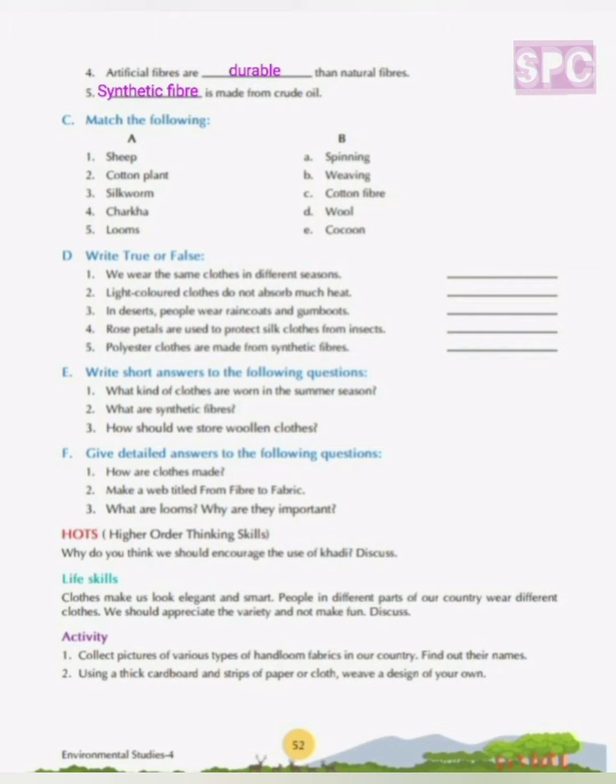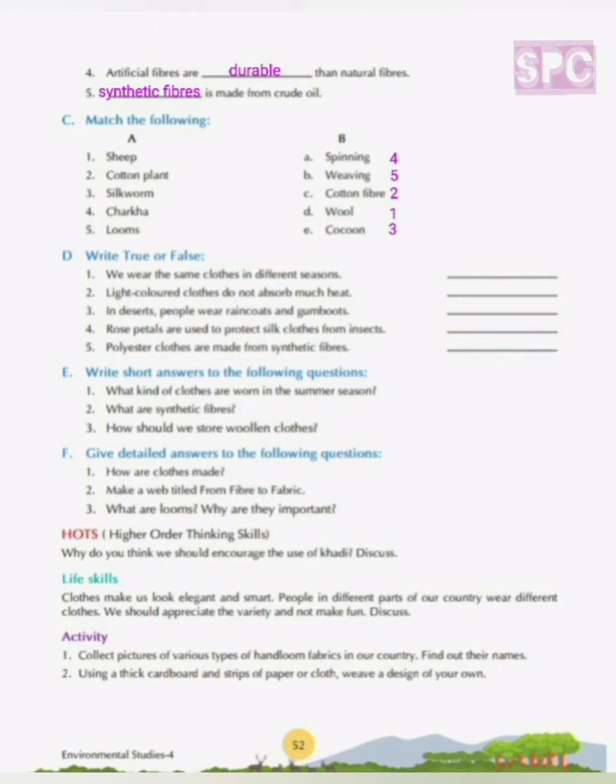Question number C. Match the following. First, sheep. So out of the 5 options which are given on the right hand side, the best match for sheep will be wool. Second, cotton plant. So it is cotton fiber, which is option number C. Third, silkworm. The best match for silkworm would be option number E, cocoon. Fifth, looms. So looms are used for weaving. Let's move on to question number D.